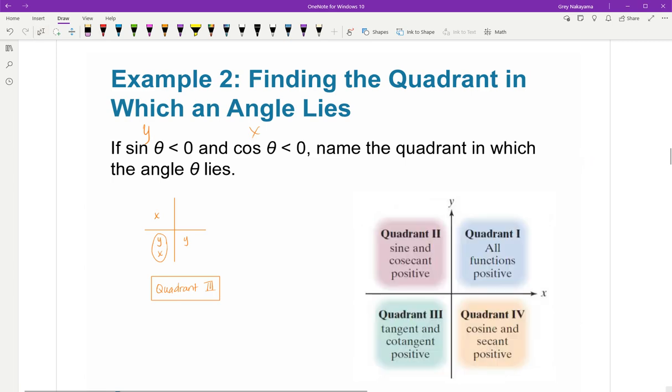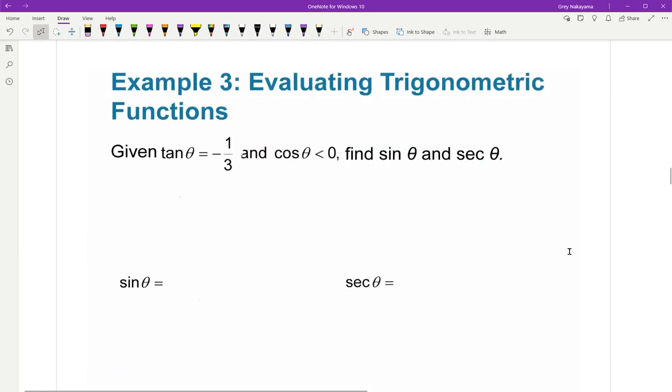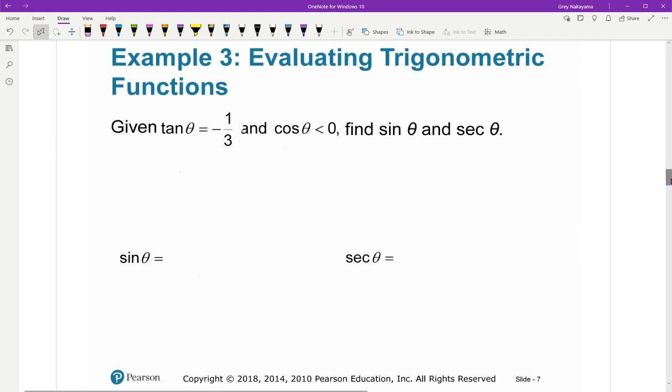Again, if you want to check your work, look back at our little picture, and you can see that the sine is negative and the cosine is negative in that third quadrant. Okay, evaluating trig functions. This is the kind of thing you're going to have, and you have to know whether or not your answer is going to be positive or negative, and that was kind of what we were just doing.